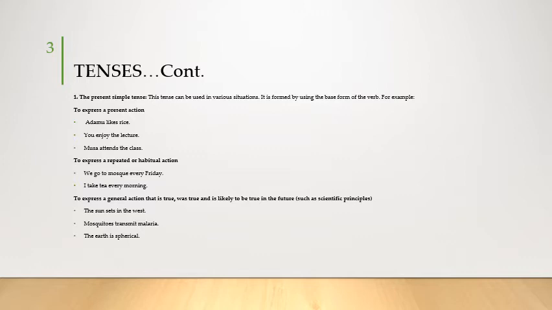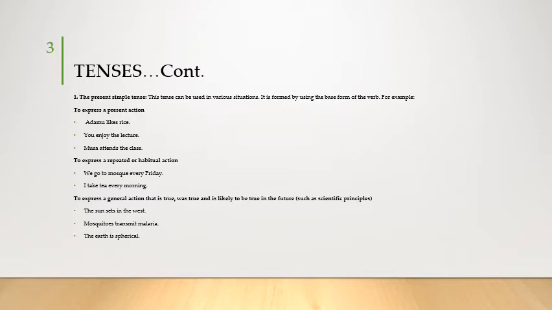Like in the following sentences: Adamu likes rice. You enjoy the lecture. Musa attends the class. All these are simple present tense. So they are present simple tense, used to express present action. Present simple tense also could be used to express a repeated or habitual action. We go to mosque every Friday. I take tea every morning. I lecture you every Friday or weekly. So all these are examples of present simple tense that express habitual action.